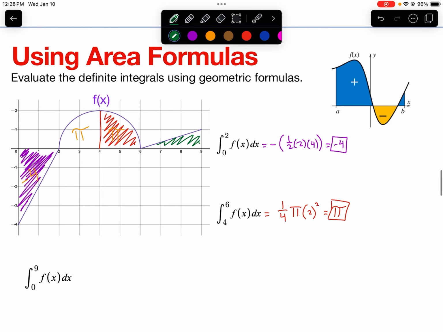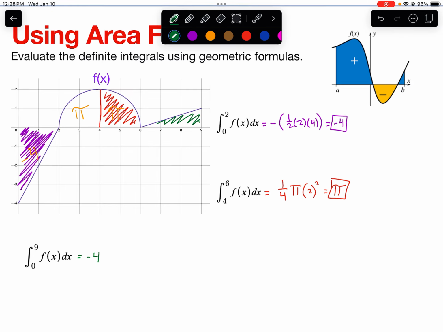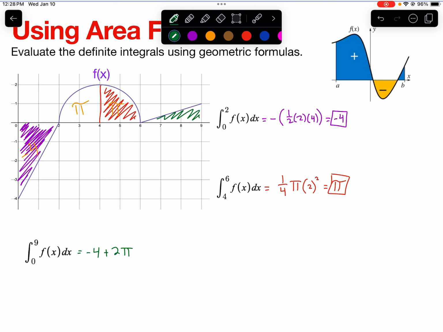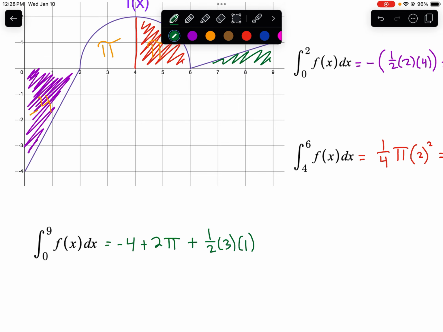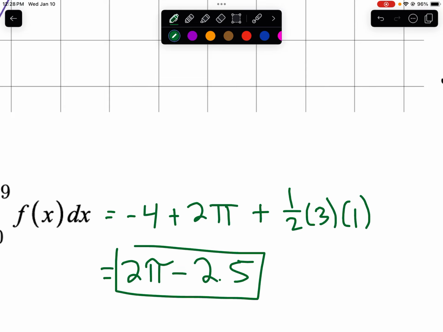So let me write this down now. We have the -4 from that first chunk. Then we have a couple of pi's. Now we need that triangular region with a base of 3 and a height of 1. Now I just add all of these together. I could give it specifically as a decimal, but I'll keep it in terms of pi. And when I combine -4 with that last triangle, we'll get -2.5.